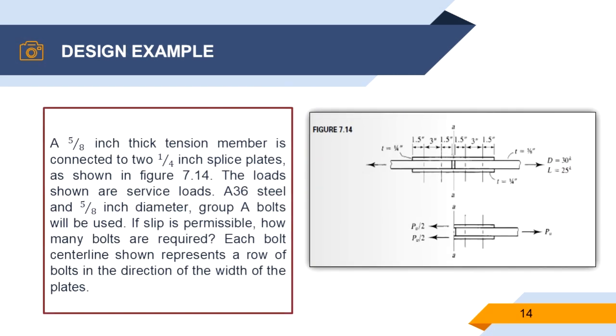Design example. A 5/8 inch thick tension member is connected to two 1/4 inch splice plates, as shown in figure 7.14. The loads shown are service loads. A36 steel and 5/8-inch diameter Group A bolts will be used. If slip is permissible, how many bolts are required? Each bolt center line shown represents a row of bolts in the direction of the width of the plates.